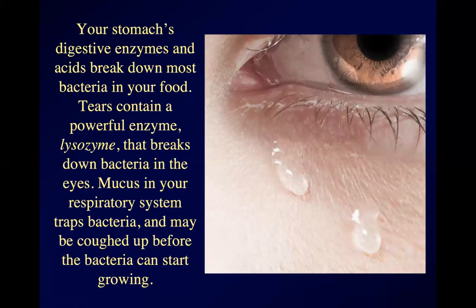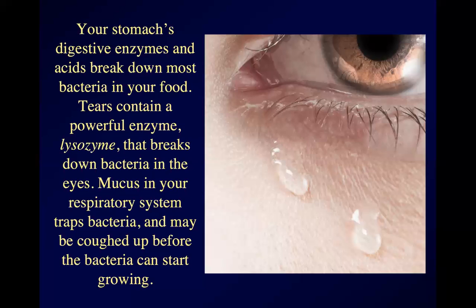Okay, so digestive acids break down bacteria in your food, or most of them anyway. There are some that can get through, which is how you get food poisoning, but most can be stopped in your stomach. You don't get more infections in your eyes because your tears contain an enzyme that breaks bacteria down, an enzyme called lysozyme. Lyso is Greek for to break apart or to dissolve, and lysozyme breaks down lots of things, but in this case, it breaks down eye bacteria.